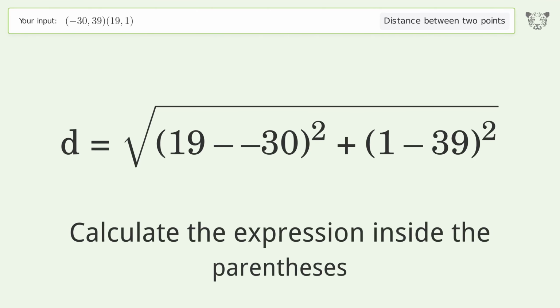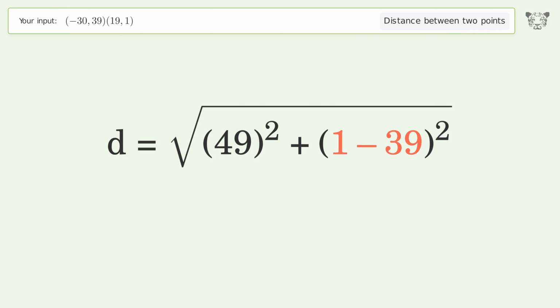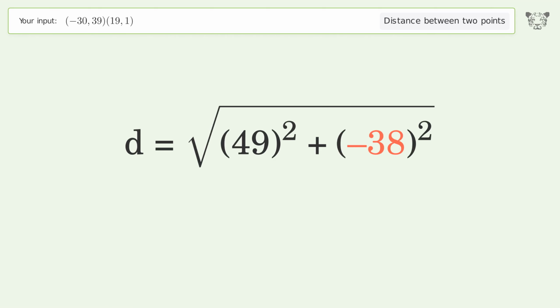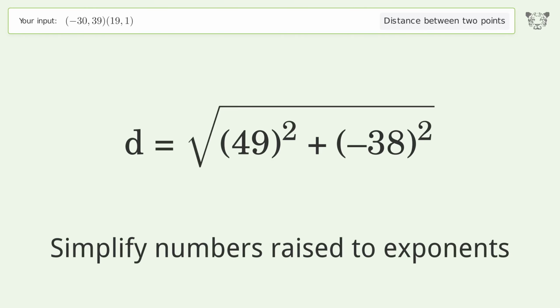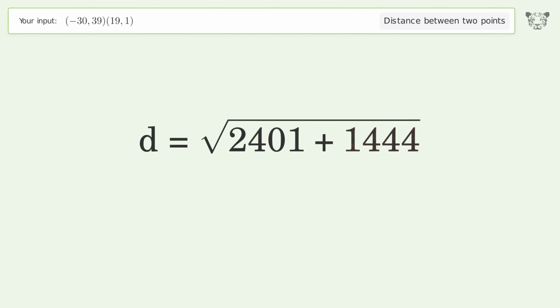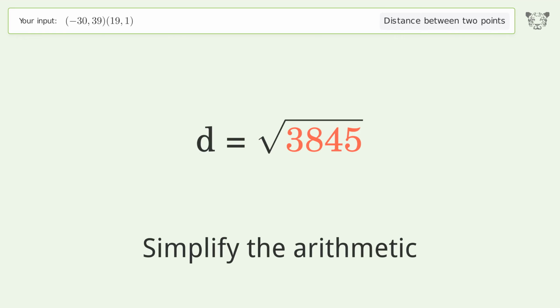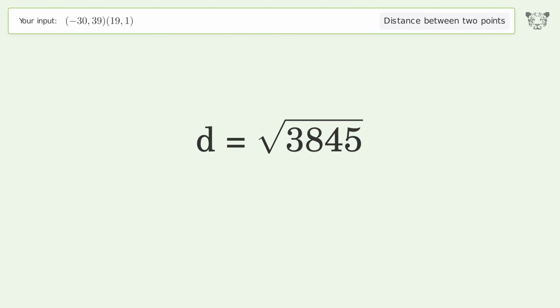Calculate the expression inside the parentheses. Simplify numbers raised to exponents. Simplify the arithmetic. And so the distance between the 2 points is the square root of 3,845 or 62.008.